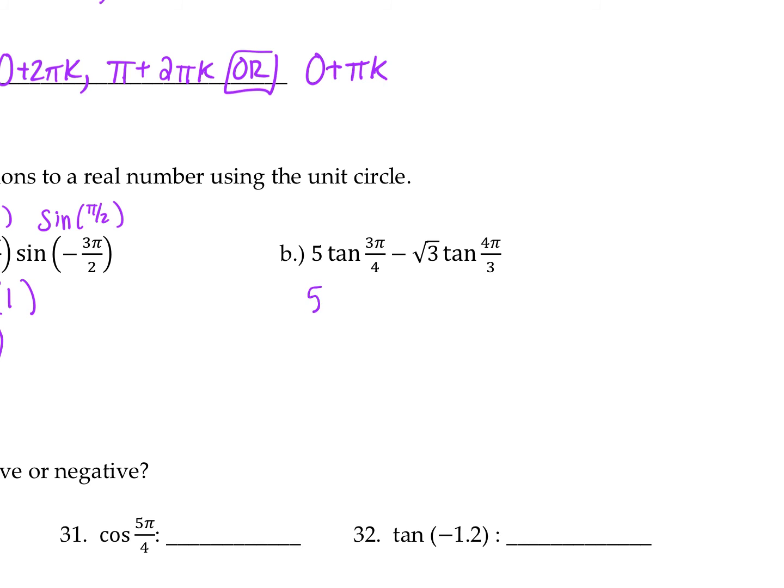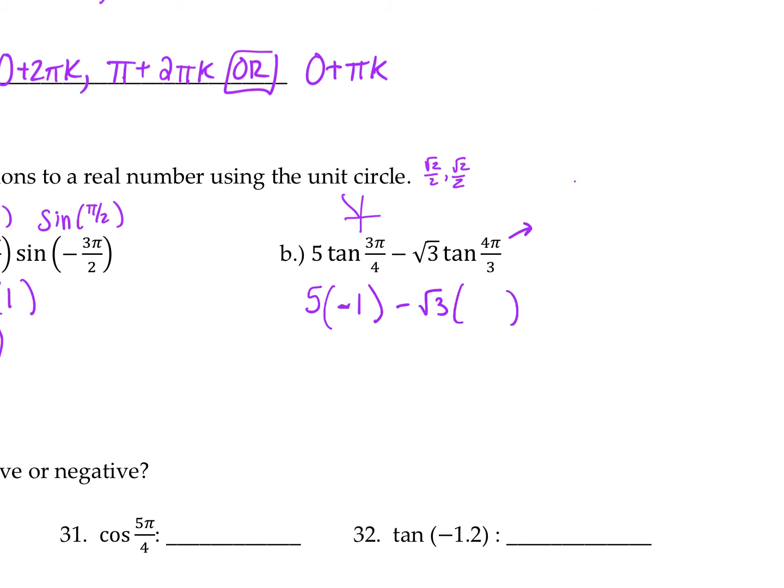5 times the tangent at 3 pi over 4. Well, 3 pi over 4, any of the 4s, we know that our coordinate is root 2 over 2, root 2 over 2. So tangent is either 1 or negative 1. Since it's in quadrant 2, that means tangent's negative, so tangent would be negative 1.